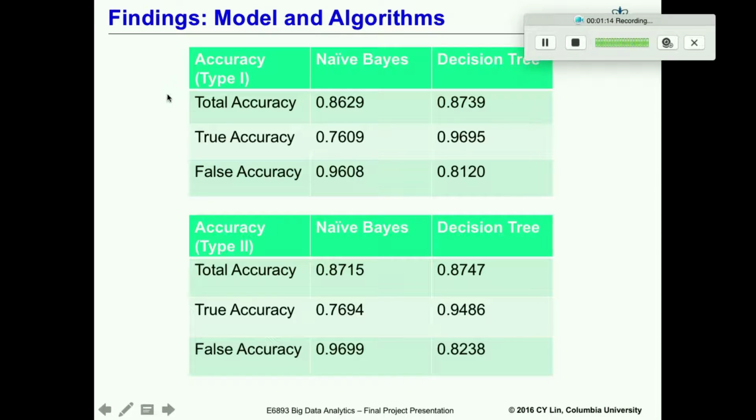And the total accuracy is just the accuracy of our prediction with the combination of the true and the false cases. Here we can see the numbers are pretty high and pretty close to each other under the two types of rating similarity measure. So either type of rating similarity measure is acceptable in the analysis.